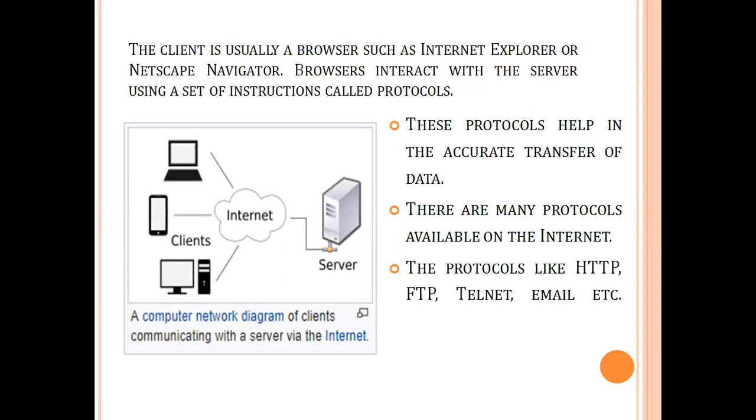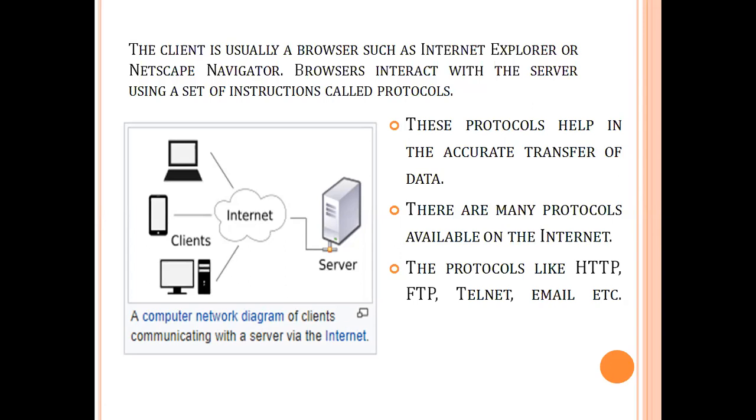Usually, we can say the browser is a client, because we request data from the browser; we type websites using a browser, right? So we'll say the browser is a client. The client can be a browser like Netscape Navigator, Google Chrome, or Internet Explorer. This will communicate with the server by using a set of instructions on the internet. These sets of instructions are called protocols.